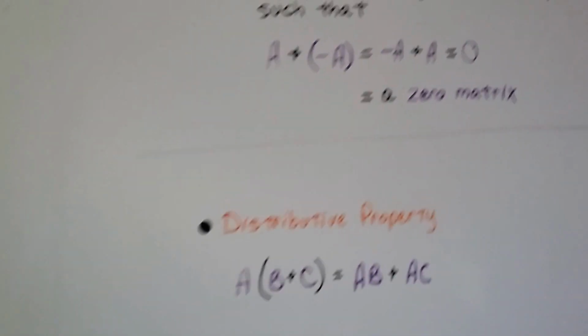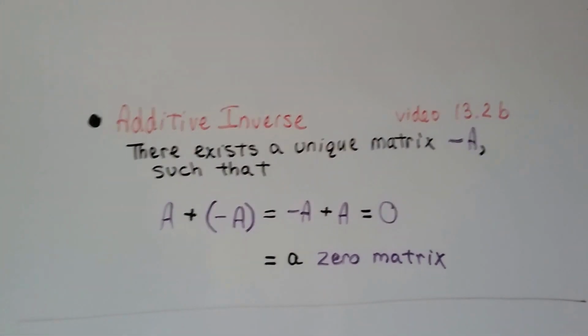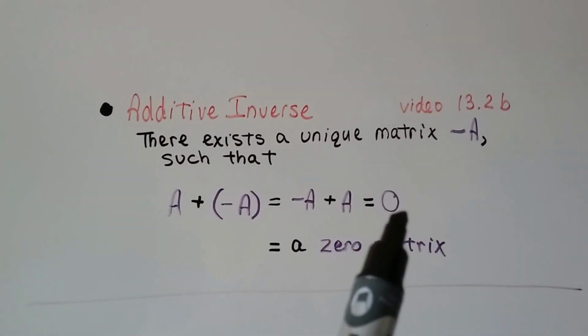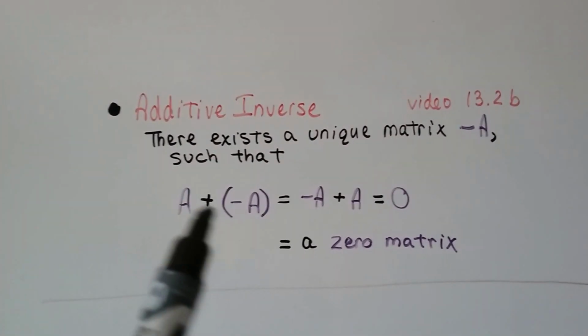And we've got the additive inverse property. There exists a unique matrix, the inverse of A, so that if we add A to the inverse of A, we're going to get that zero matrix again. We're making a zero pair, aren't we? It's the additive inverse.